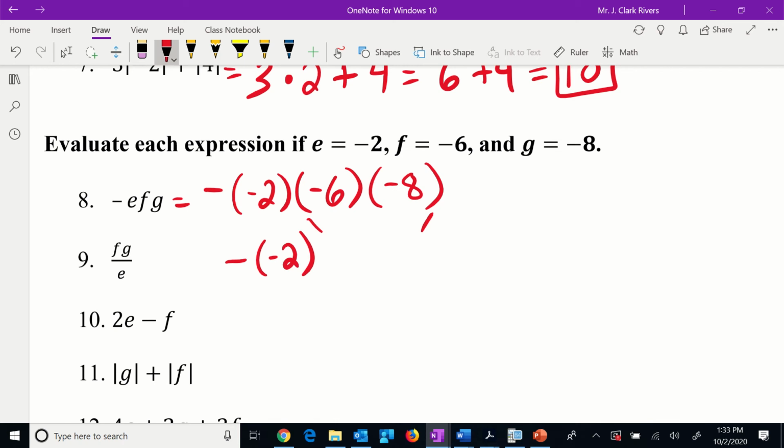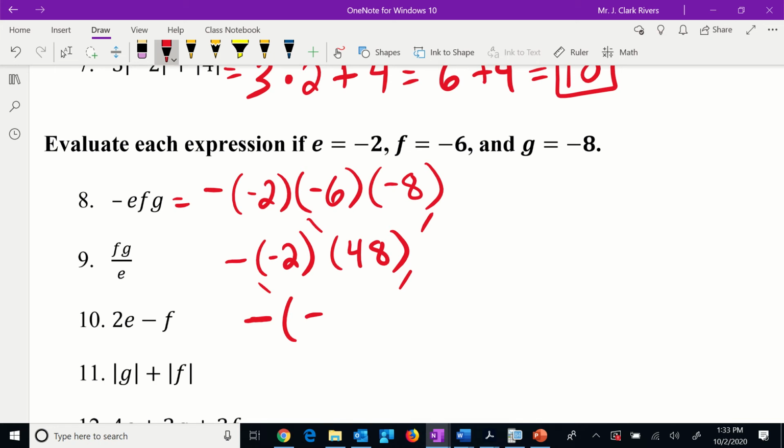What is negative 6 times negative 8? That is positive 48. A negative multiplied by a negative is a positive. I'm going to keep that negative out front. What is negative 2 times positive 48? All right. Well, a negative times a positive is going to be a negative, right?